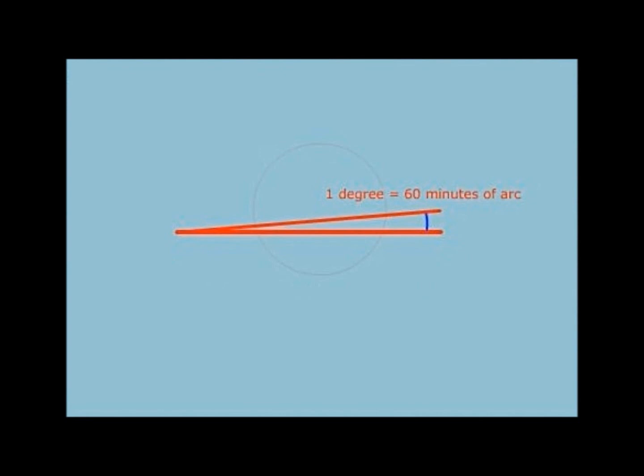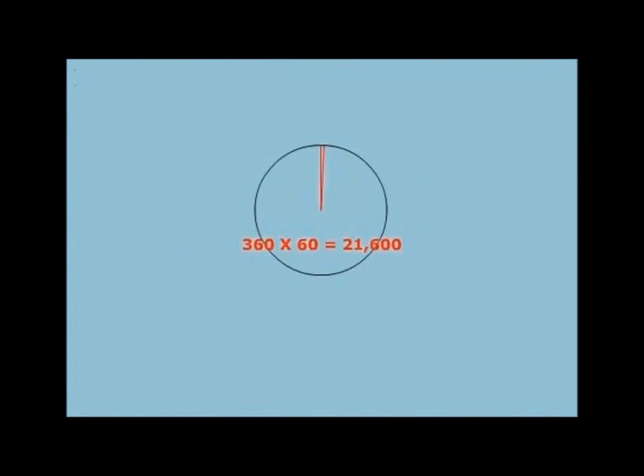To understand what the term minute of angle means, we first look at the circle. Webster defines a circle as a closed plane curve, every point of which is equidistant from a fixed point within the circle. There are 360 degrees in a circle. By definition, there are 60 minutes of arc or angle in 1 degree. 360 degrees multiplied by 60 equals 21,600 minutes of angle in a complete circle.